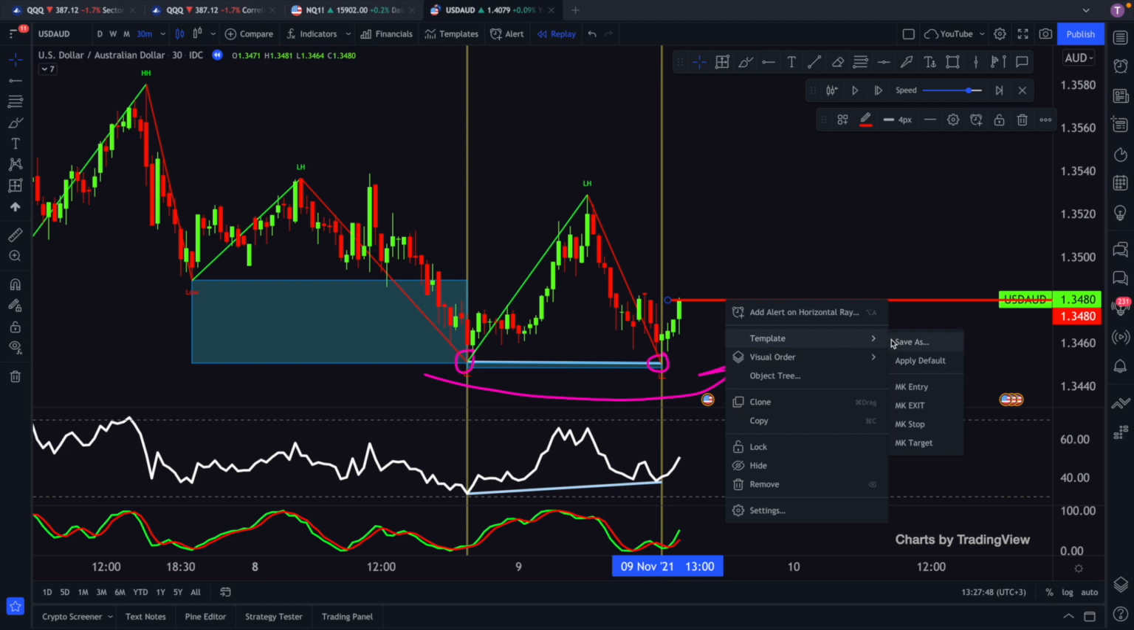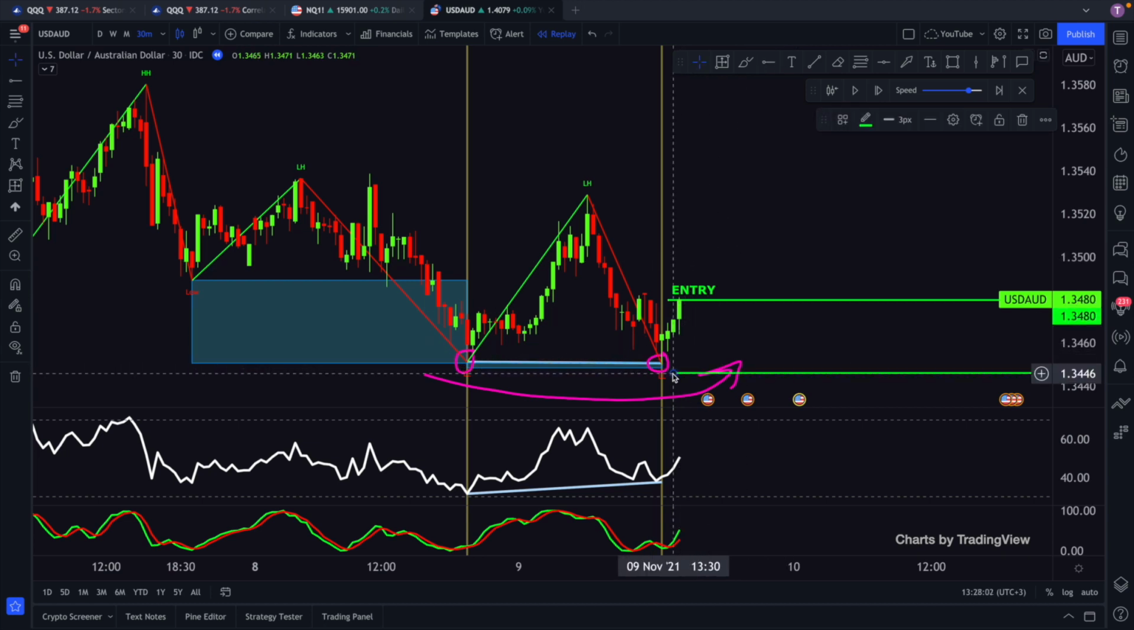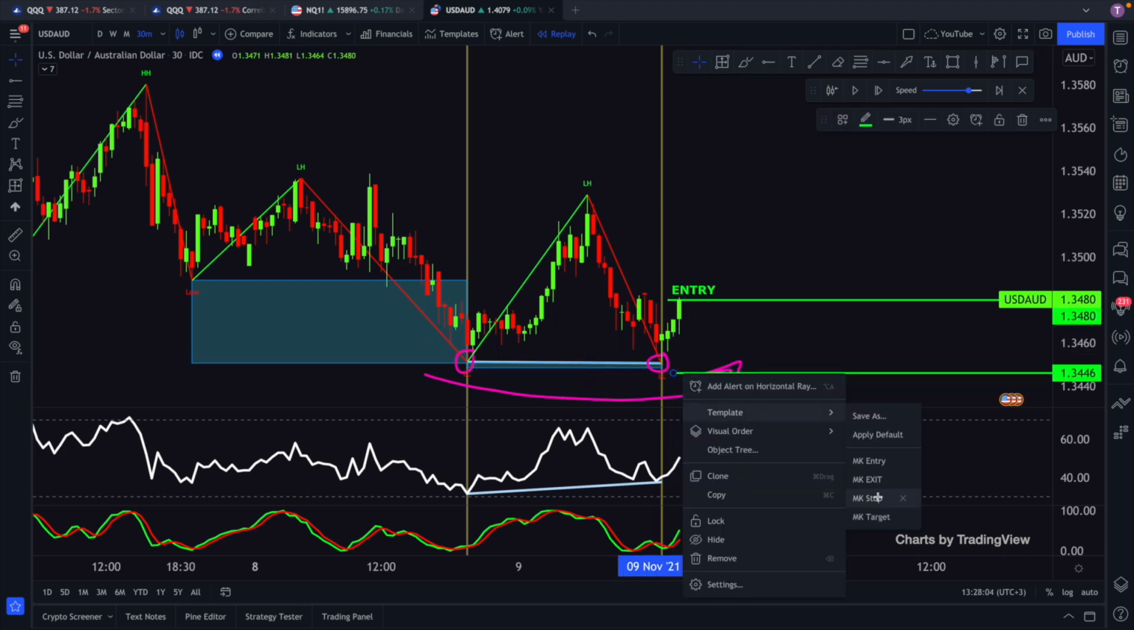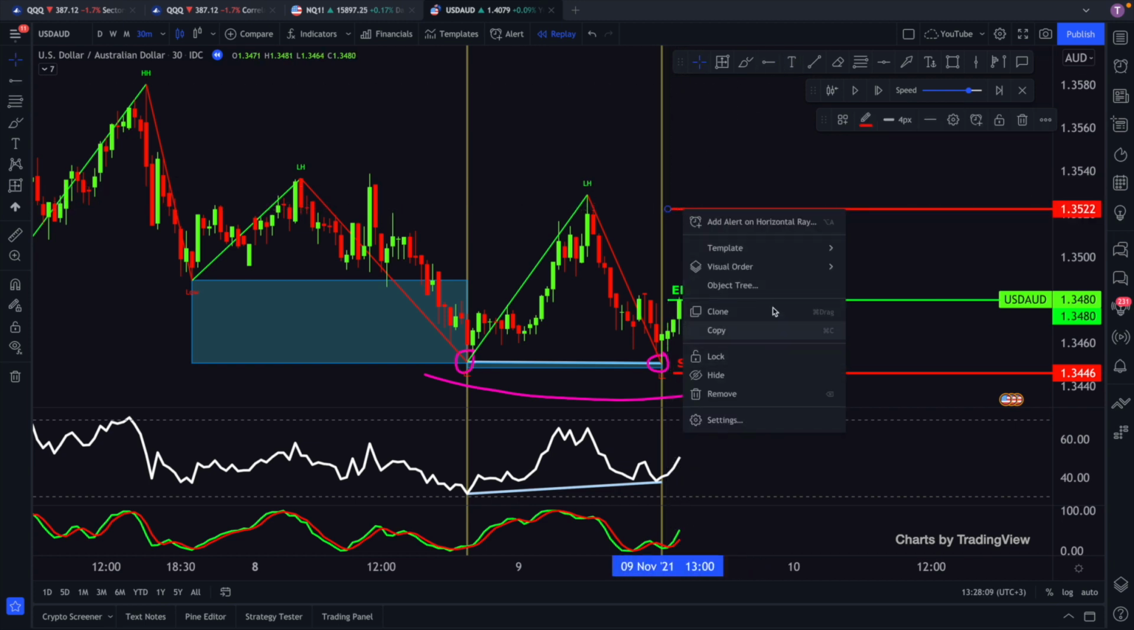I'm also confirming with the stochastic RSI crossover, which gives me a signal it is a good trade. Now placing my entry, stop loss and take profit orders. Everything is set, let's watch the trade.